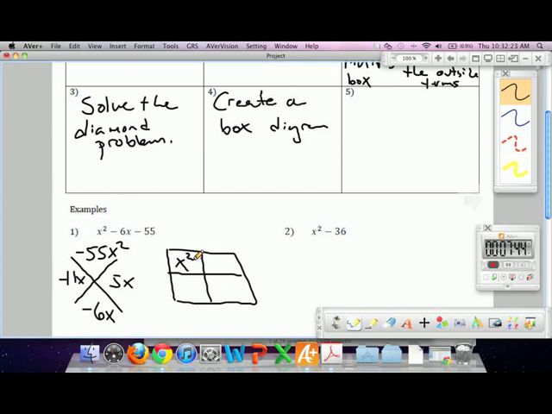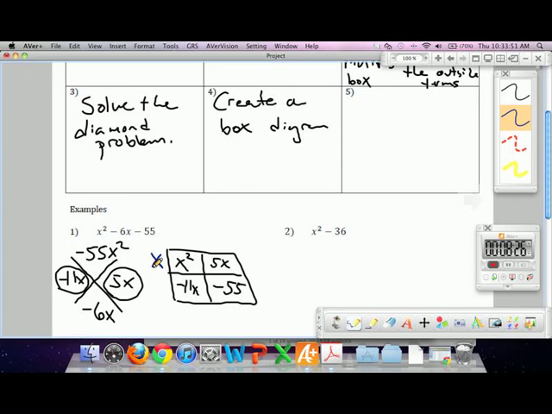In these two missing boxes go the answers to the diamond problem you just solved, in whatever order you want, it does not matter. Okay, so what's in common in the rows? The first one is an x. How about between negative 11x and negative 55? Negative 11 is in common.